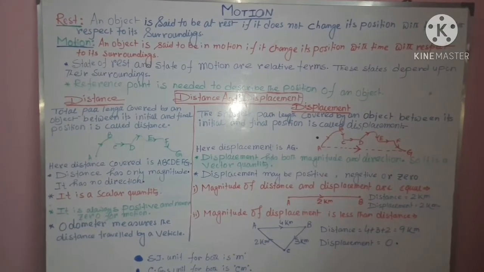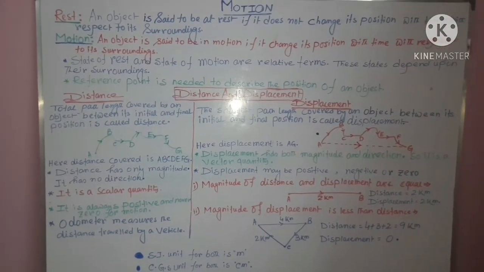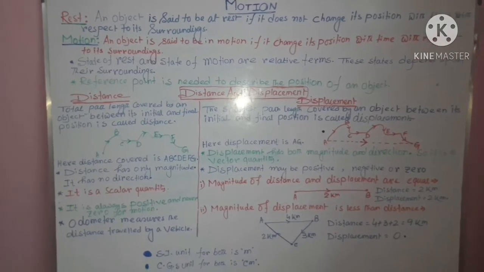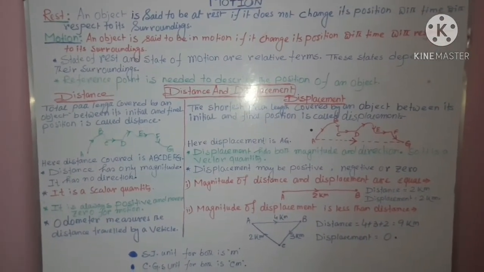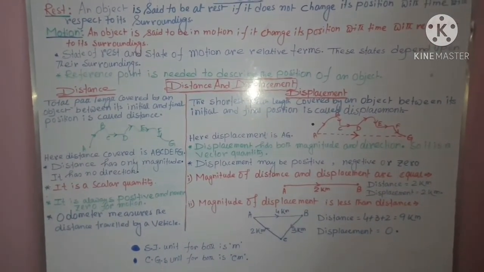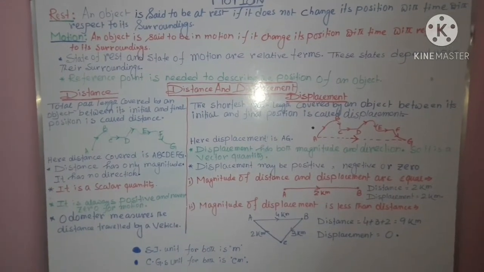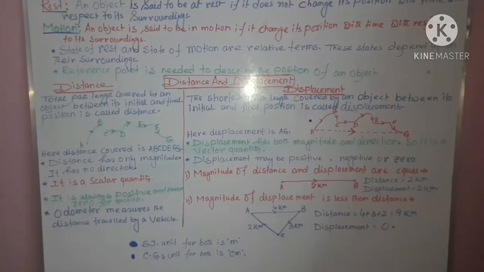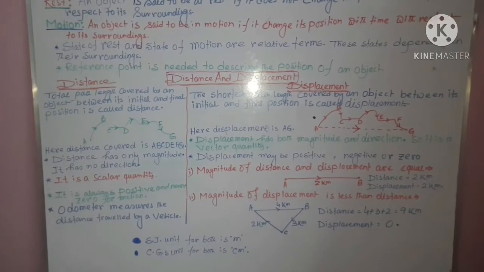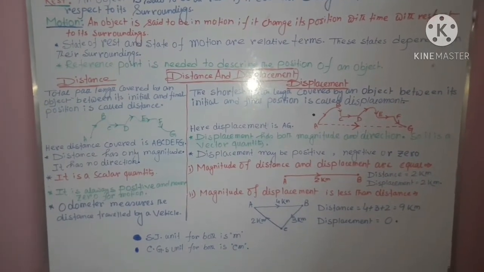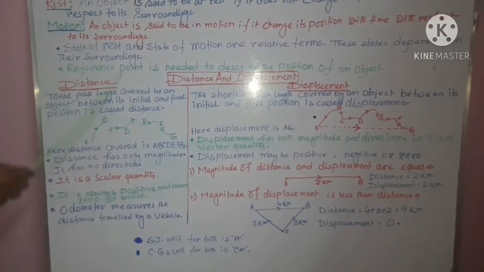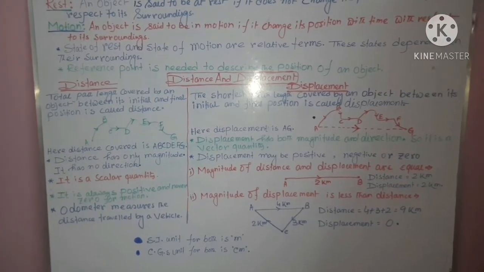Now students, in this chapter we have to know about distance, displacement, speed, velocity and acceleration. These five parameters we have to know. So firstly, distance. We have to know what is distance. Now see here very carefully.